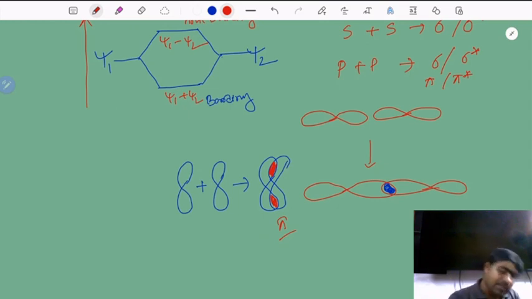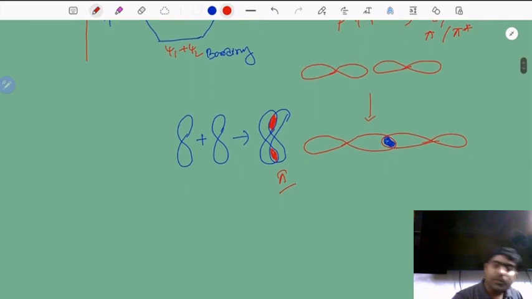Now the question is which p orbital makes sigma and which p orbital makes pi. Actually, the p orbital which is present along the internuclear axis makes sigma. We consider the z axis as the internuclear axis, so z makes the sigma, and x and y make pi. Very simple thing, x and y make pi. Why do x and y make pi? Because p has three orbitals, and this is the z axis.